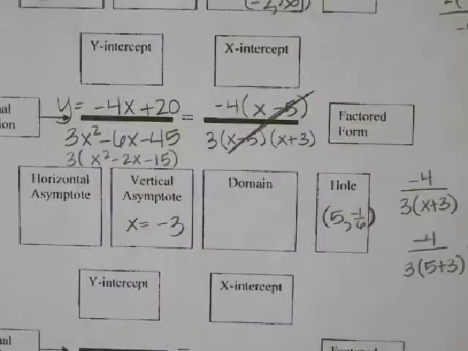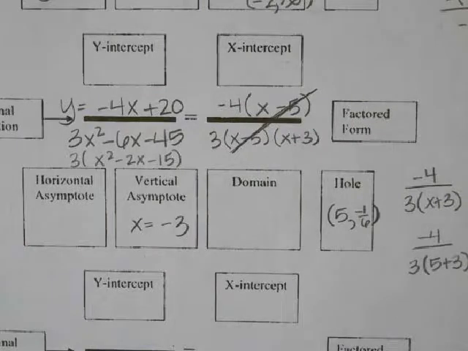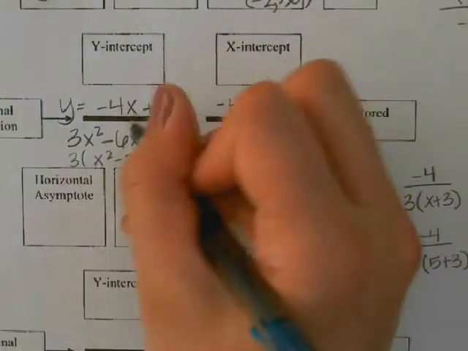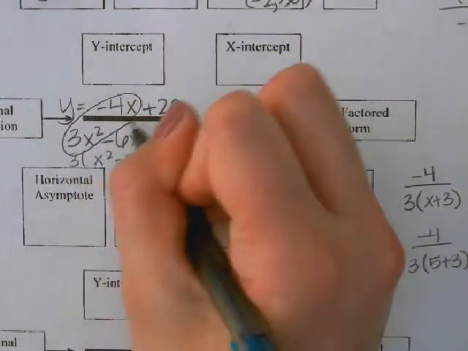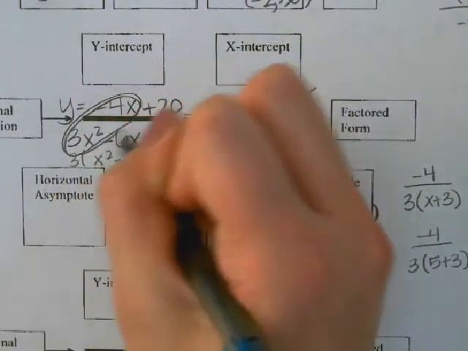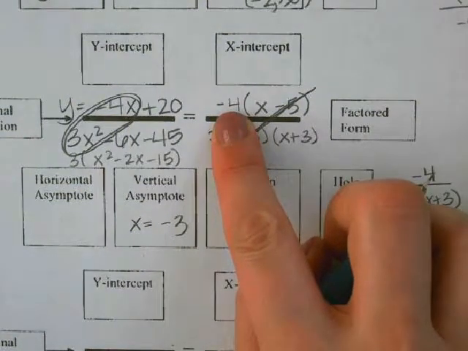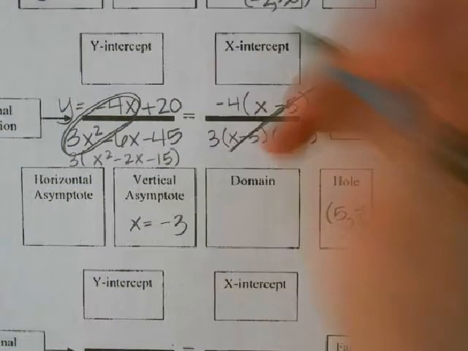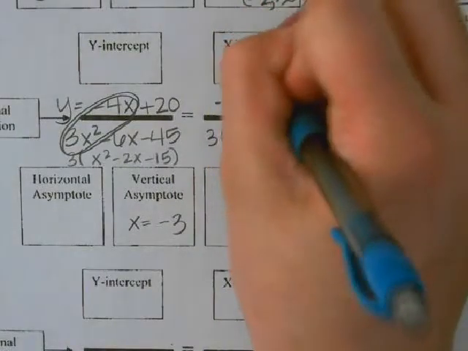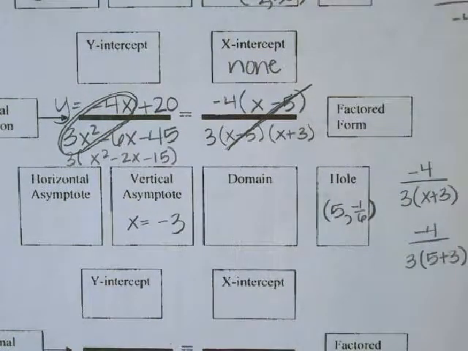Alright, what else do we have? So is there no x-intercept either because there isn't an x with that? Yeah, that's exactly right. There's no x-intercept because this is the only factor that's left over and it doesn't have an x with it. So this is an example where we say none. We don't say 0 because 0 is an actual answer. We say none because there isn't one.